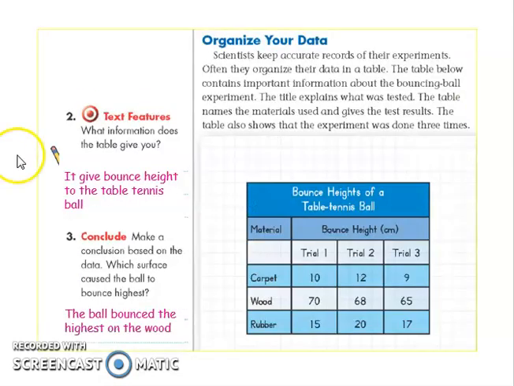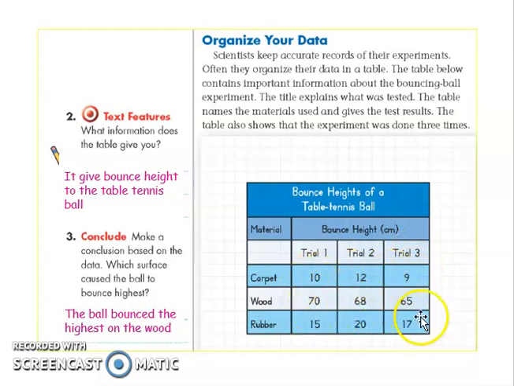Now, scientists also organize their data. Because when scientists organize their data, it's easy to understand and to come up with the result. For example, this is a chart of the bounce height of a table tennis ball. So they record it. Remember that the table tennis ball is made up of plastic. And then they use different surfaces here: carpet, wood, and rubber. So in trial 1, this is in centimeters, okay? On carpet, in trial 1, it only reaches 10 centimeters. On the wood, the tennis ball bounces to 70 centimeters. While on rubber, it bounces to 15 centimeters. So they repeat it in trial 2 and then in trial 3.